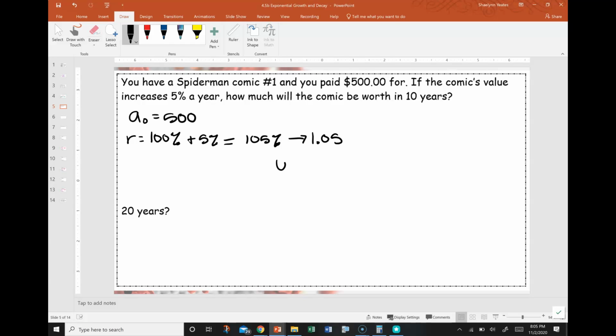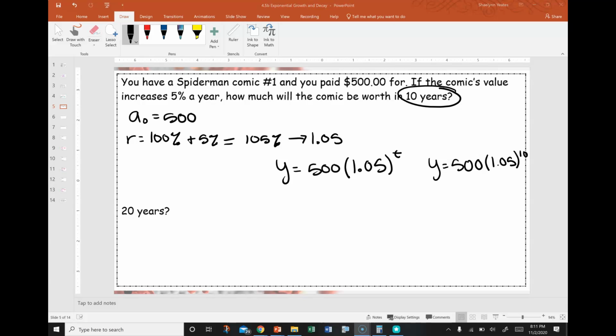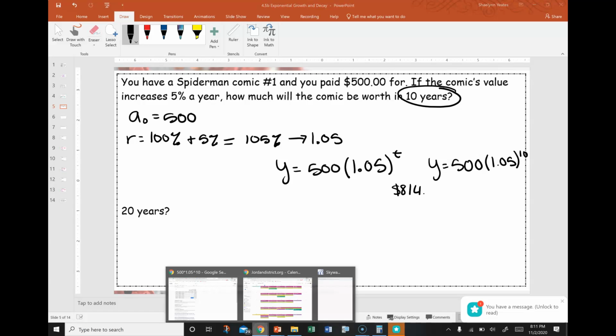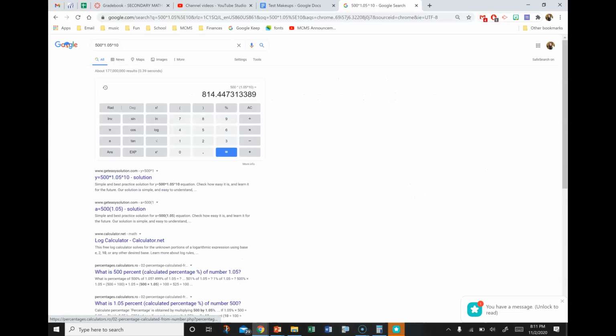Then we're going to have time. So y equals our starting value times our multiplier, 1.05 to the time. So there's our equation. We're going to figure out how much it is after 10 years. So we're going to do y equals 500 times 1.05 to the 10th. All right, and we get $814.45.